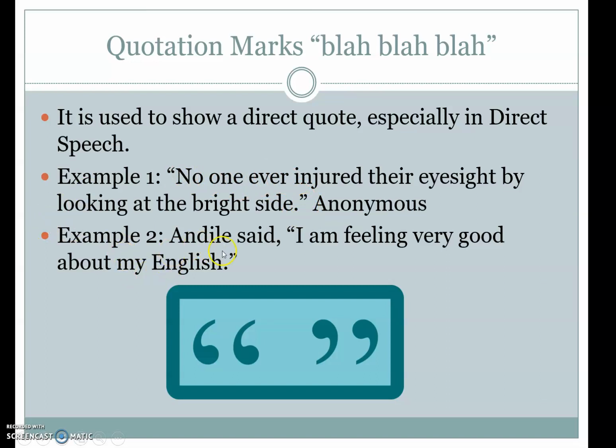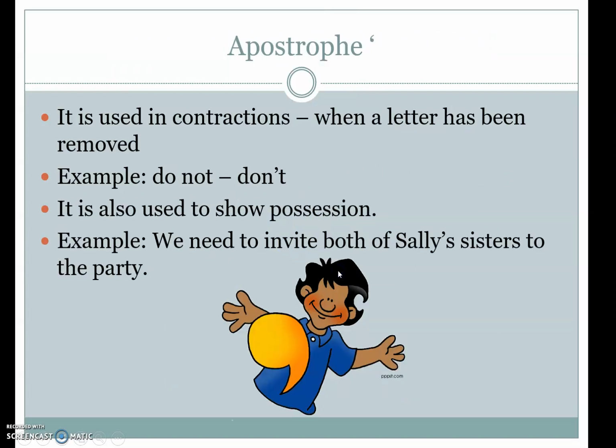Example number 2. Andile said, comma, quotation marks. It's the beginning of a sentence because we are now quoting what Andile said. "I am feeling very good about my English." English, capital letter E, because English is a proper noun. Full stop, because it's a sentence. So all the rules apply within the sentence, and the quotation marks come after the full stop, or before the sentence starts. Okay, remember that.